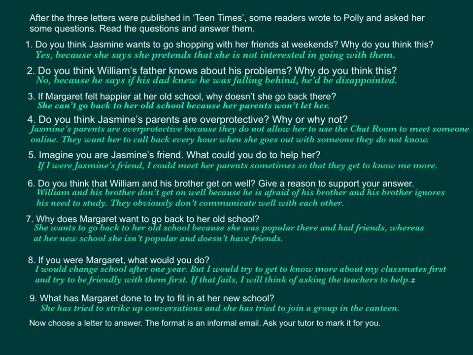Number 2. Do you think William's father knows about his problems? Why do you think this? No, because he says if his dad knew he was falling behind, he'd be disappointed. Number 3. If Margaret felt happier at her old school, why doesn't she go back there? She can't go back to her old school because her parents won't let her.